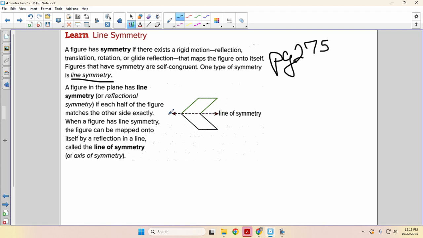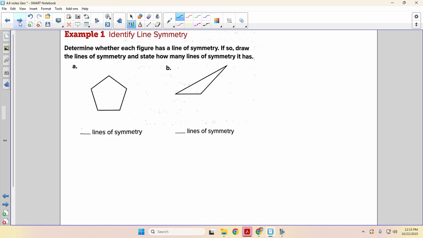The line of symmetry, or that reflection line, is what we're going to be looking at today. All right, so let's look at the example. How many lines of symmetry does this 1, 2, 3, 4, 5-sided figure have? That's a pentagon. So we want to look at if we folded it in half along our lines.